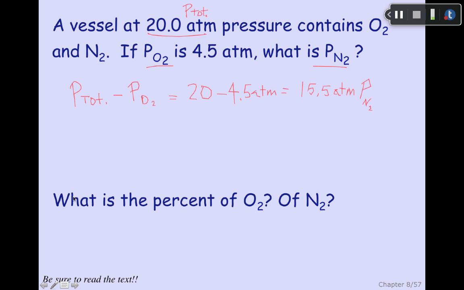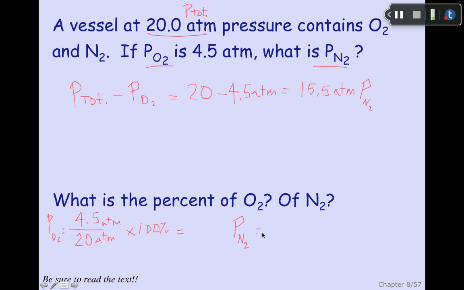The other way to take a question like this is to determine what the percent of the oxygen or nitrogen are in this mixture. So the percent of the oxygen is 4.5 atmospheres out of the total pressure, and so that's the 20 atmospheres. So the percentage of the oxygen will be calculated from that basis. And obviously, if you do this correctly, you have to multiply times 100 to get a value that's percent. And that'll be for the oxygen. That will give you a value for the oxygen.